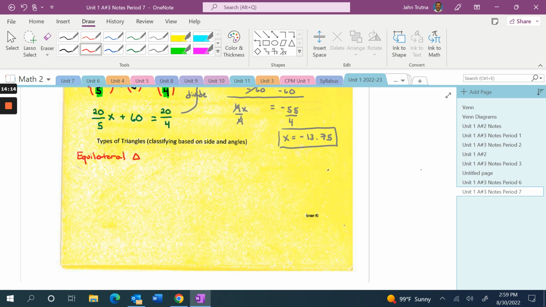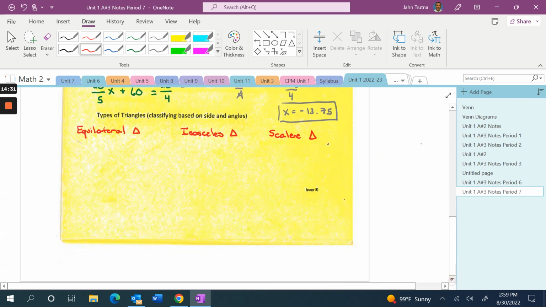So there's an equilateral triangle. There's an isosceles triangle. And there's a scalene triangle. I introduced you to these three triangles last week, if you had never heard of them before. Okay?